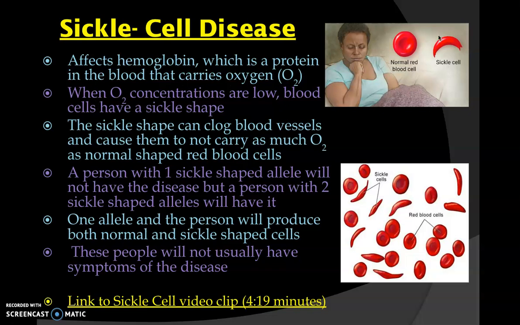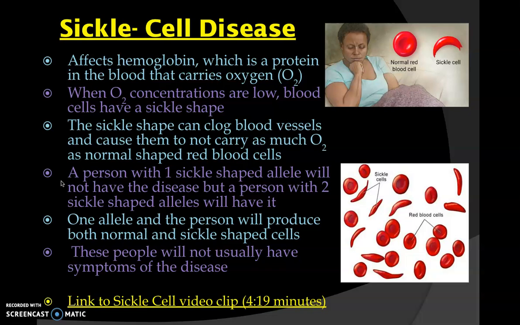And this over here is what a sickle shaped blood cell would look like. That's a normal red blood cell. This is a sickle shaped blood cell. It says the sickle shape can clog blood vessels and cause them to not carry as much O2 as normal shaped red blood cells. So instead of them flattening out and moving through our blood vessels, sometimes the pointed edges can get lodged and it sort of forms like a blood clot, and that can be harmful to a person.